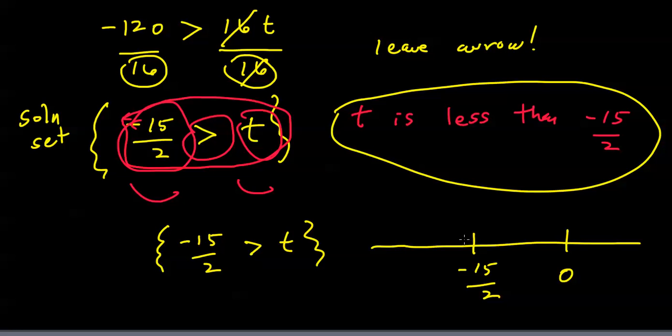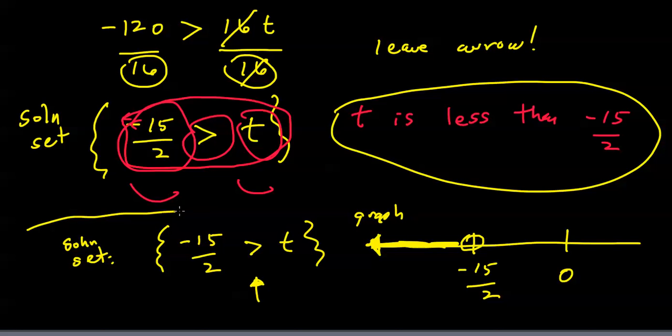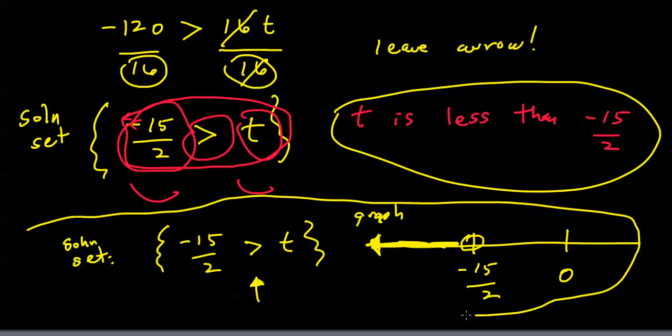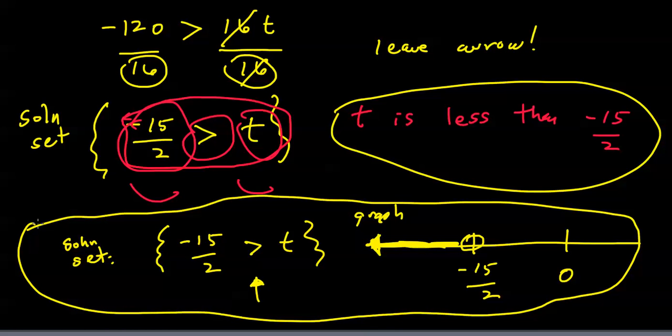So less than minus 15 halves. Well, again, I draw an open circle. There is no equality statement included here, so it's an open set. Boundary value is not included, so I'll draw an open circle at minus 15 halves. Shade in everything less than, and less than means to the left of, and there is my graph. So here is my solution set, and here is my number line graph of this inequality solution set.